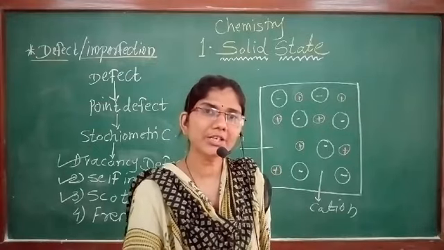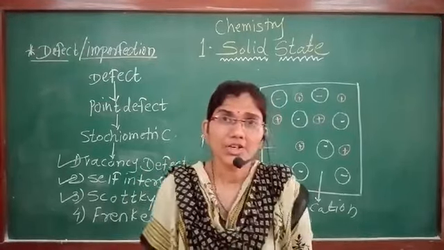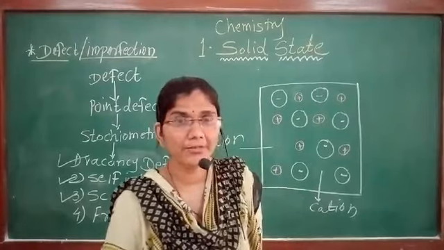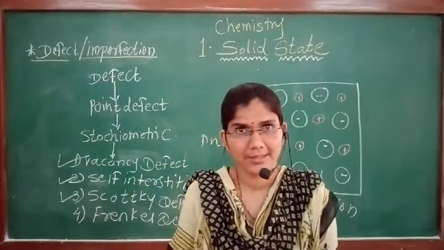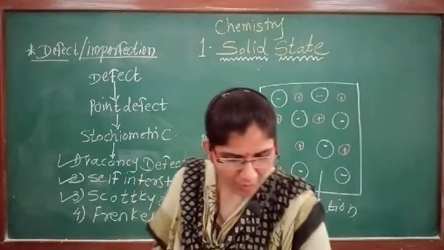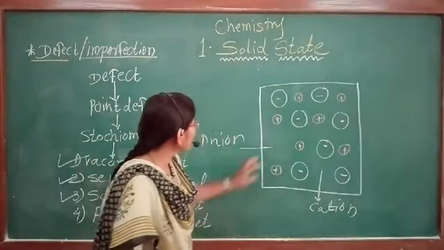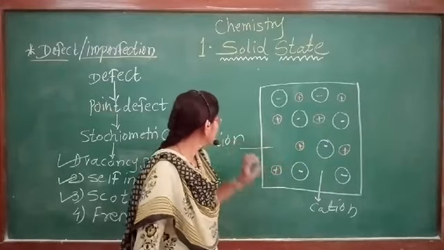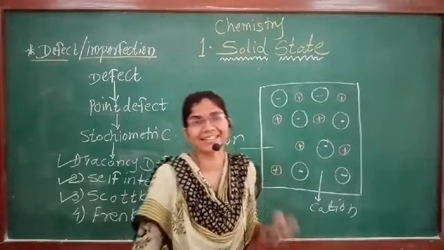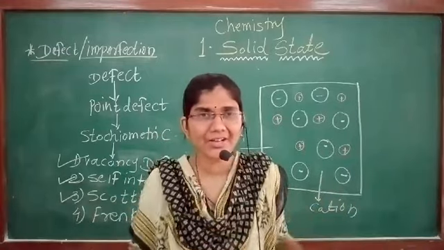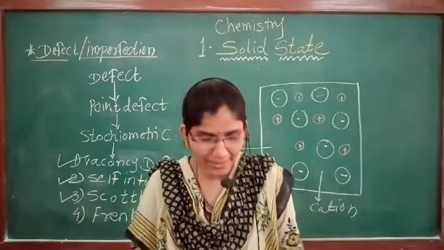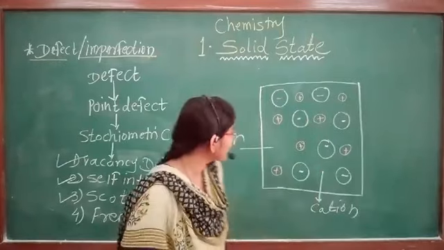So these are the conditions for the formation of a Schottky defect. Schottky defect is also called a vacancy of cation and anion, an ionic defect. So then what are the consequences? The number of ions decreases. Ions means the particles from that ionic solid, cation and anion, are missing, and therefore the mass decreases.